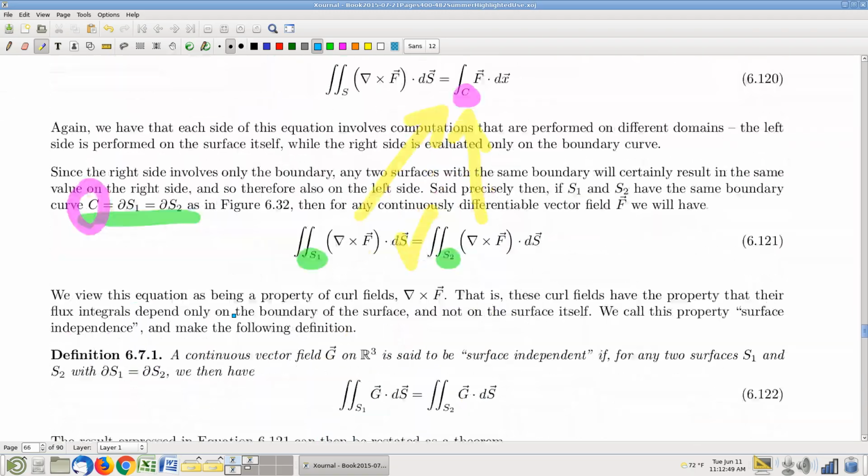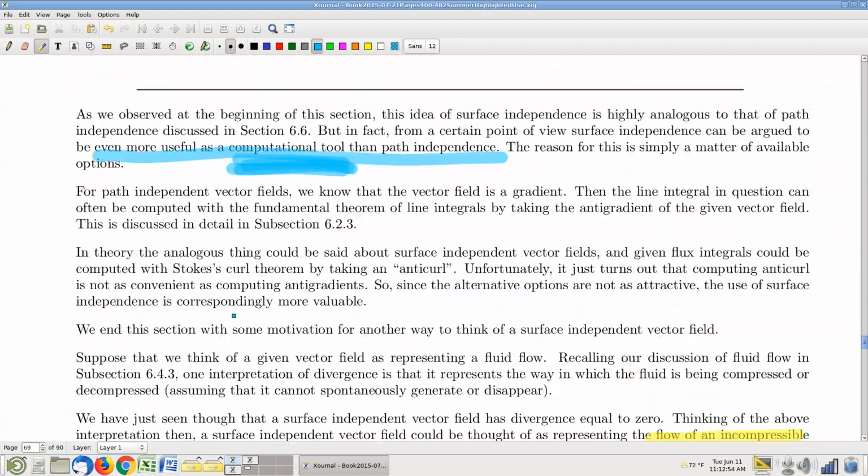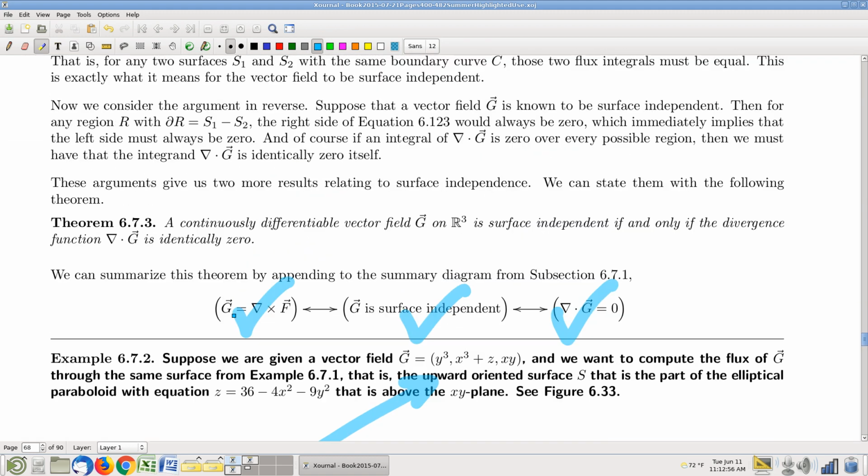However, surface independence. Whoops, where did my thing go? Here it is. Surface independence. This is really powerful because let's try to make that same counter argument of, if it's surface independent, that means that your vector field is a curl. Why don't you just compute the anti-curl and use Stokes' curl theorem?